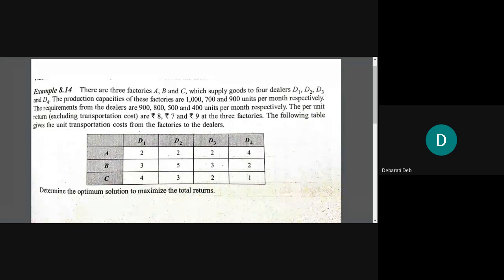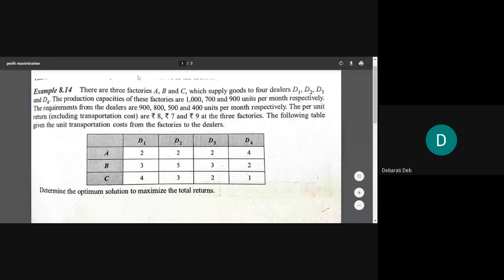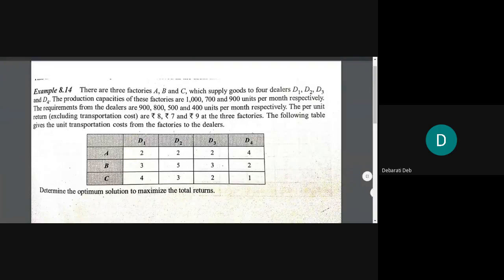The question says that there are three factories A, B, and C which supply goods to four dealers D1, D2, D3, and D4. So clearly the sources are three, A, B, C, and the destinations are four, D1, D2, D3, and D4. Now it says the production capacities of these factories are 1700 and 900 units. That means here at the right hand side, when you make a column, there you will put these values, 1700 and 900 units per month.